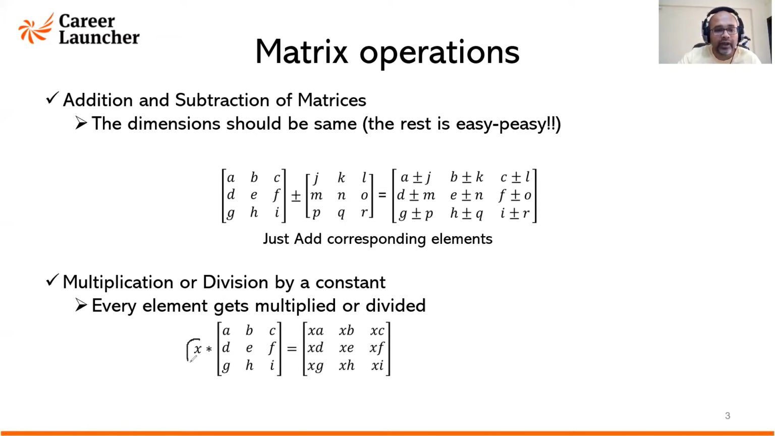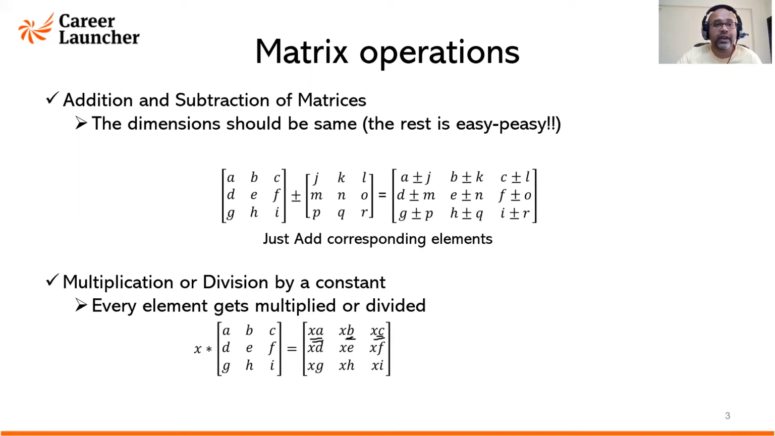When you multiply or divide a matrix with a constant, constants are also called scalars. Scalar is basically a single number. So when matrices are getting multiplied or divided using a scalar, then every element gets multiplied or divided. That's all. So this is not called matrix multiplication. Remember, this is called multiplication of a matrix by a constant or by a scalar.